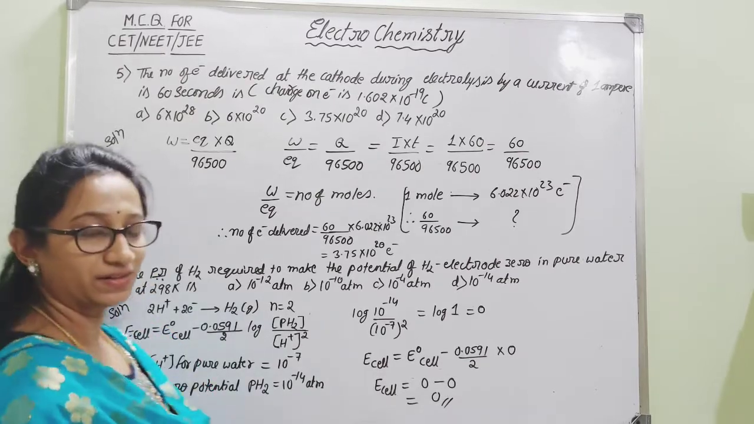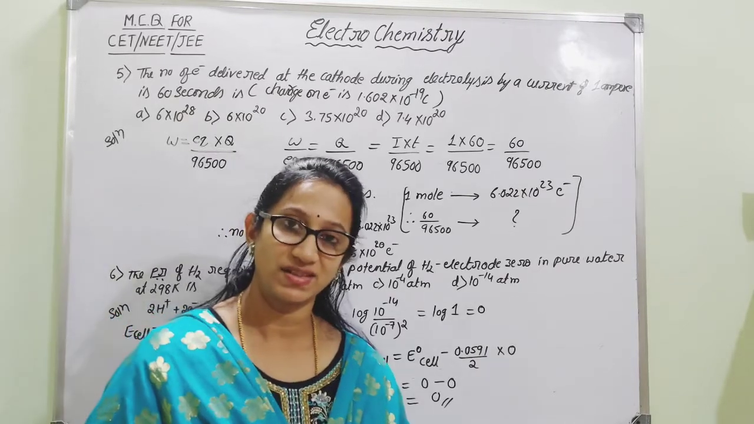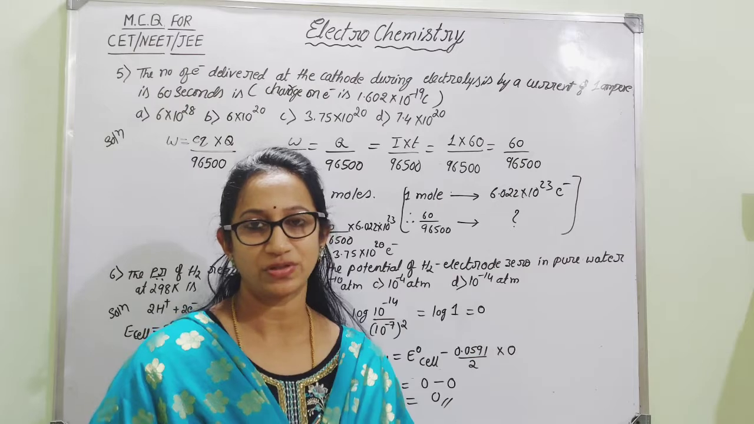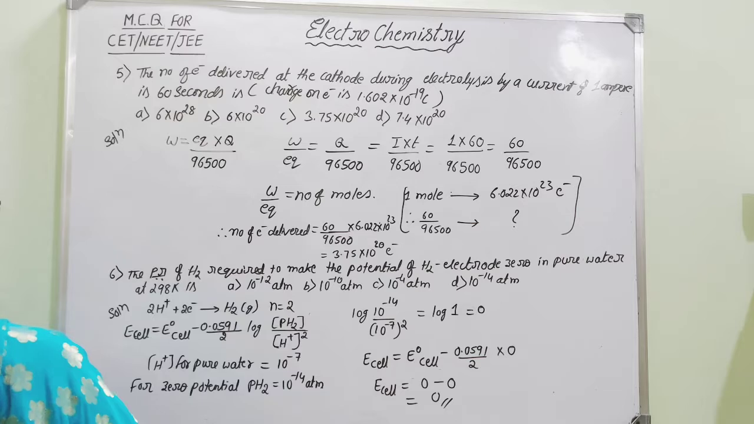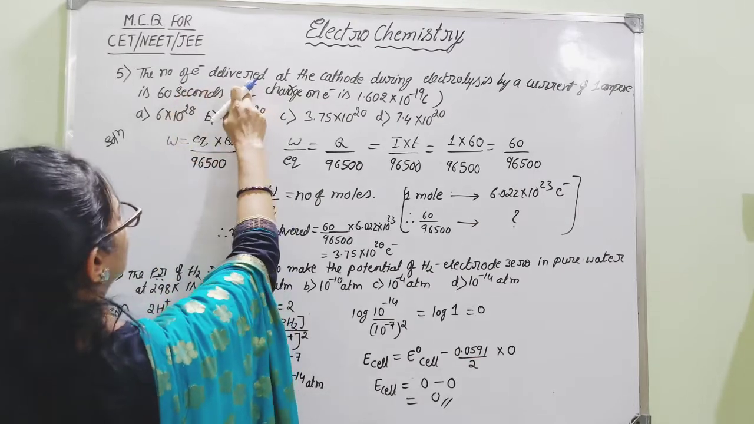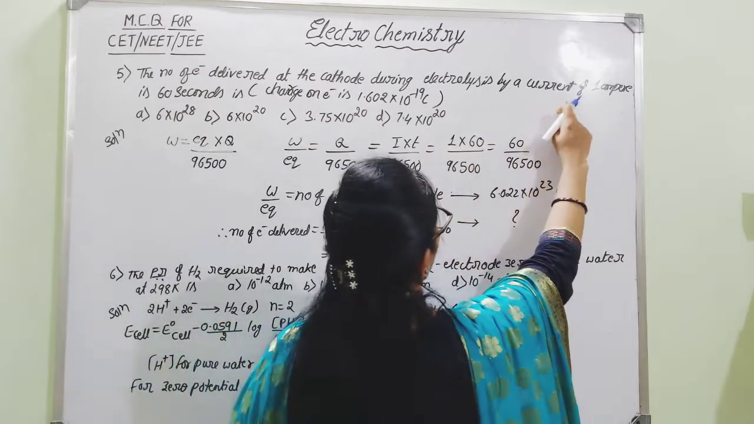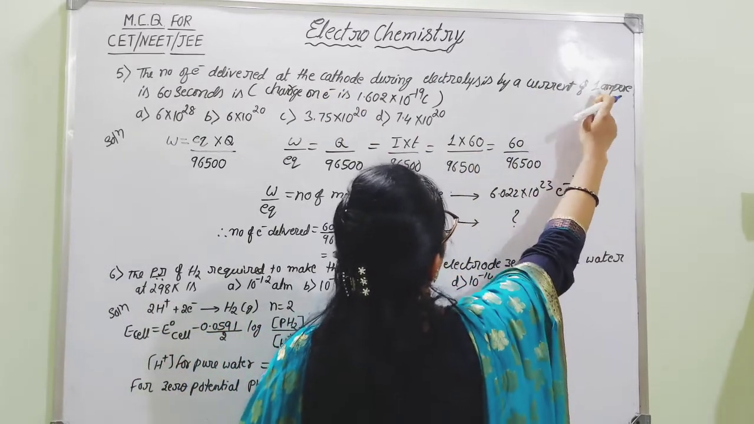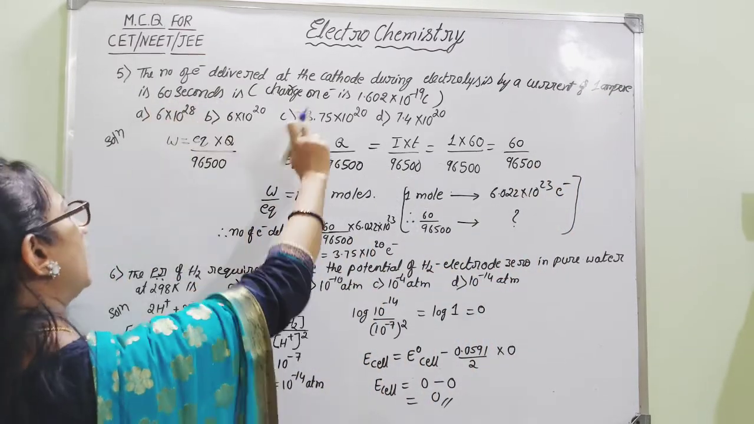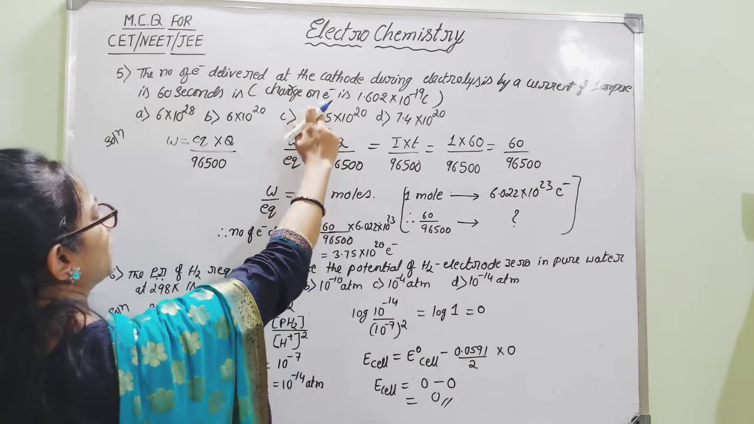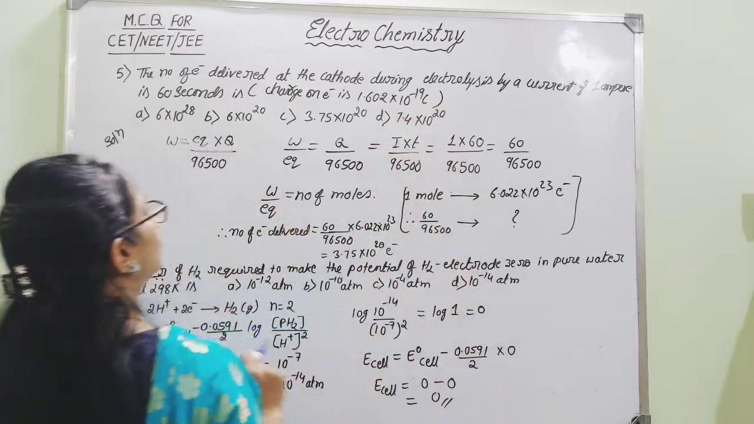According to Faraday's first law, the amount of substance deposited on any electrode is directly proportional to the quantity of electricity. Here he is asking for the number of electrons at the cathode. He has given the current I as 1 ampere and the time t as 60 seconds. As you know, it is a standard value: the charge of 1 electron is exactly 1.602 into 10 power minus 19 coulomb.